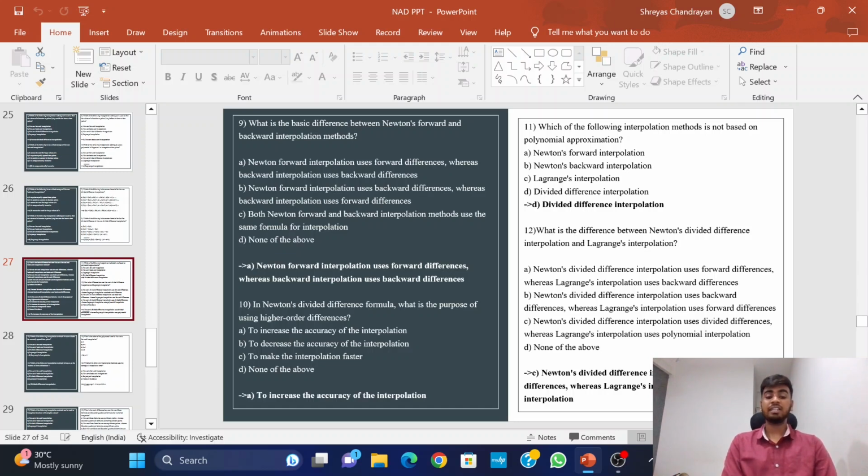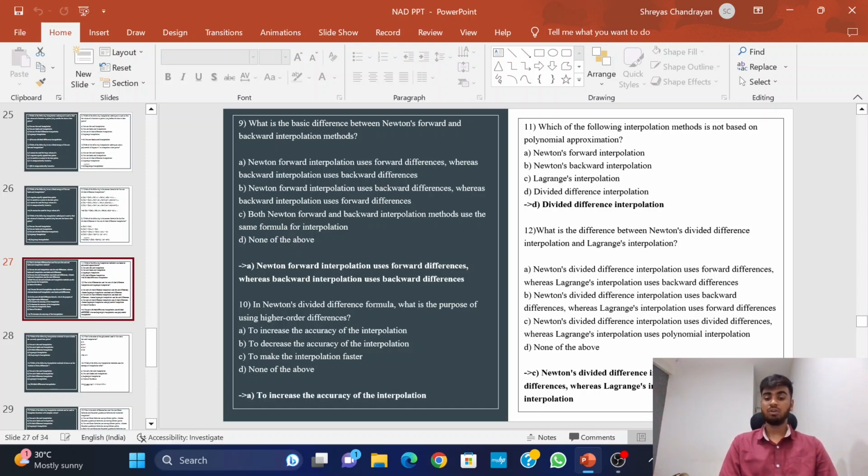10th question is in Newton's divided difference formula, what is the purpose of using higher order differences? To increase the accuracy of interpolation, to decrease the accuracy of interpolation, to make the interpolation faster, none of the above. So the correct option is to increase the accuracy of interpolation. 11th question is which of the following interpolation methods is not based on a polynomial approximation? The correct answer is divided difference interpolation as it is not based on a polynomial approximation.